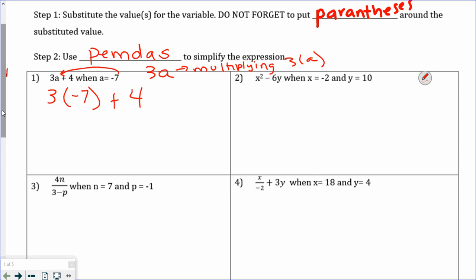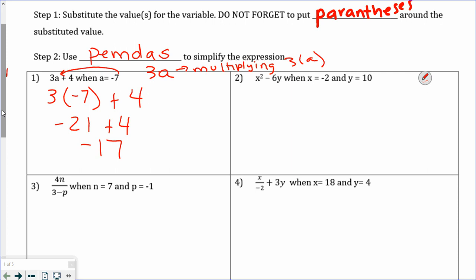So if I go ahead and simplify this using order of operations, I'm doing 3 times -7, which is -21, plus 4, -21 plus 4. That should give me, go ahead and do that in your calculator. We should get -17.